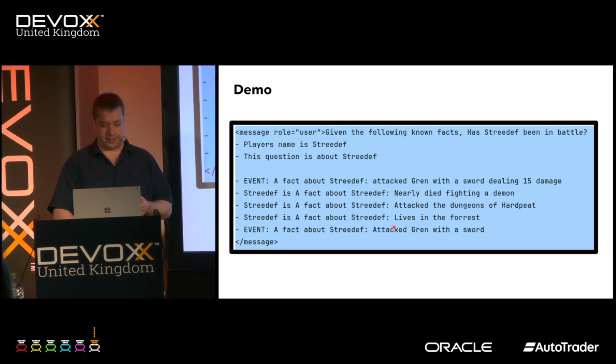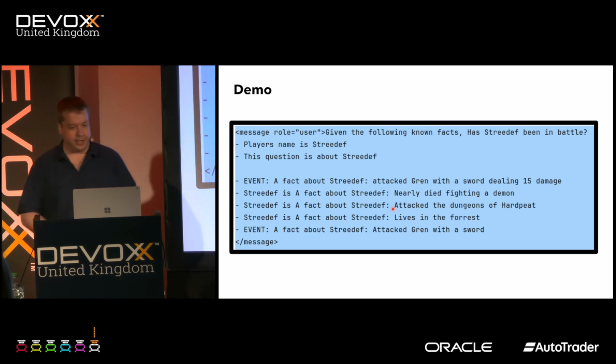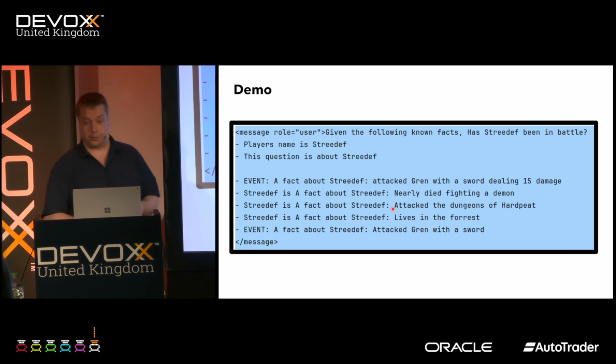It doesn't always get it right. Sometimes it says that someone lives in a forest, which I'm not sure is exactly related to being in battle, but these are the closest things in the database, the closest 5 bits of information.